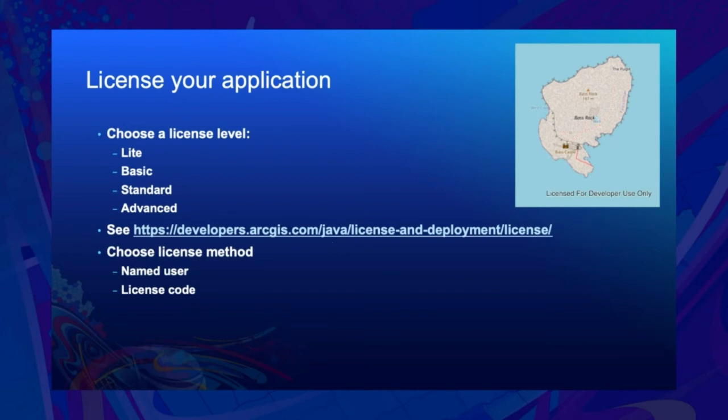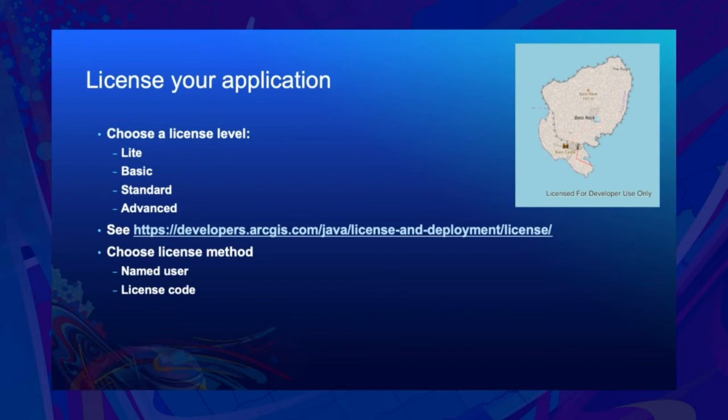Now in this talk I'm only going to be talking about the techniques for licensing your application from a coding point of view. Now there are two methods you can use, the first of which is what we call named user. So if you're already a subscriber to ArcGIS Online, you can just simply log into ArcGIS Online and that will license your application for you.